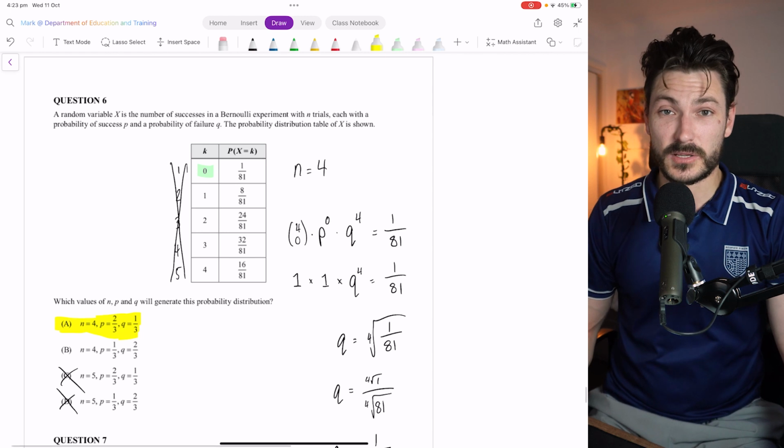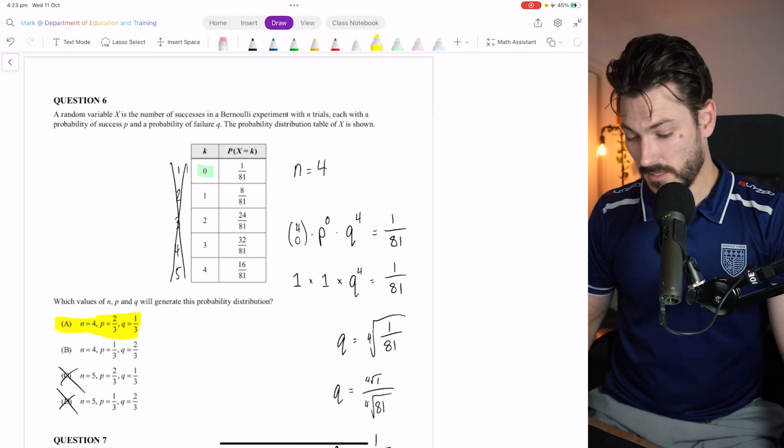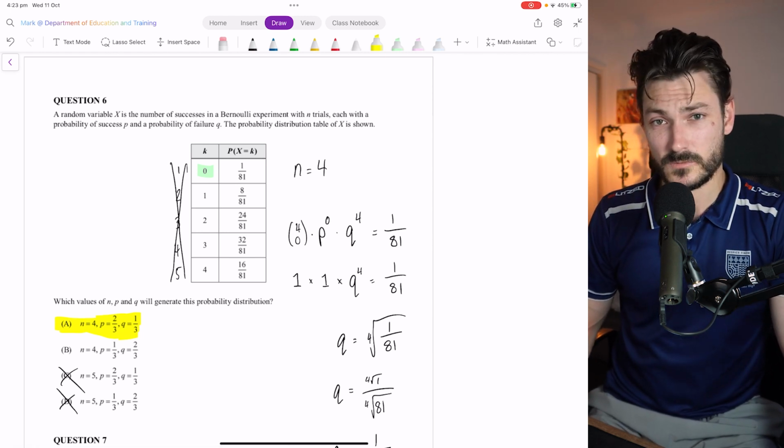That's kind of a tricky question. It's a very hard one for multiple choice, but hopefully it made sense. Let's move to question 7.